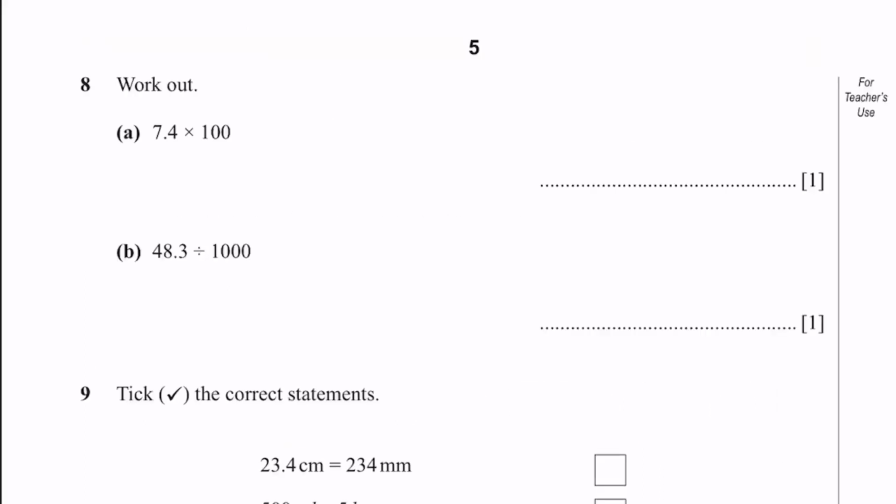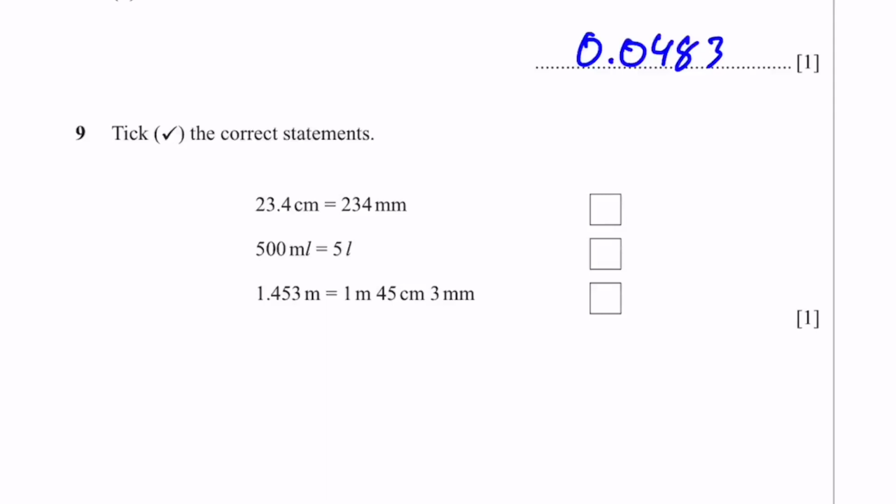Question 8. Work out A. 7.4 times 100. That's quite easy. 740. B. 48.3 divided by 1000. This one we just move the decimal point 3 places to the left. That's equal to 0.0483.